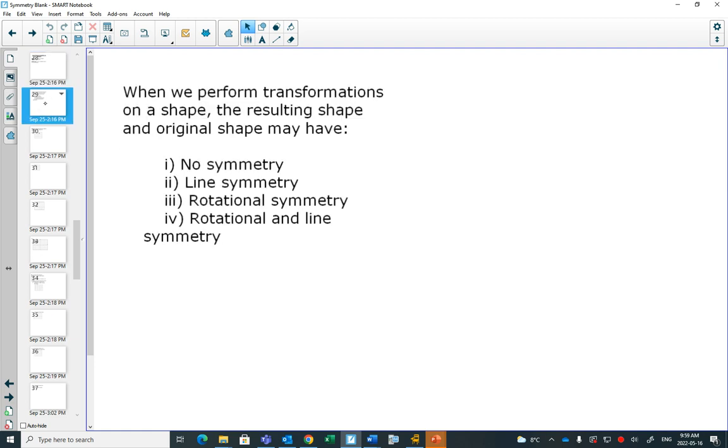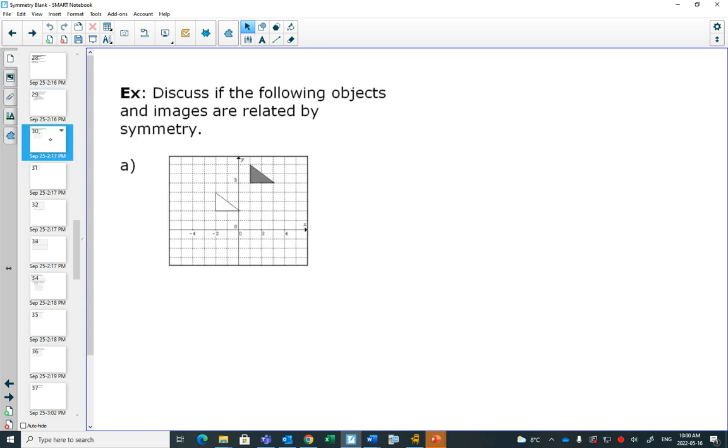Now, when we perform transformations on a shape, sometimes you flip it, sometimes you slide it around. The new shape that you could have might have no symmetry whatsoever. It might have line symmetry. It might have rotational symmetry. And it might have rotational symmetry and line symmetry. So here's our first one.